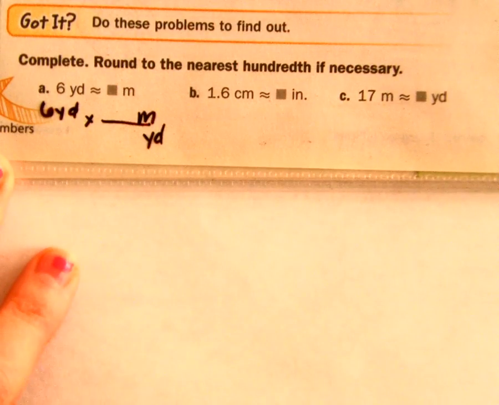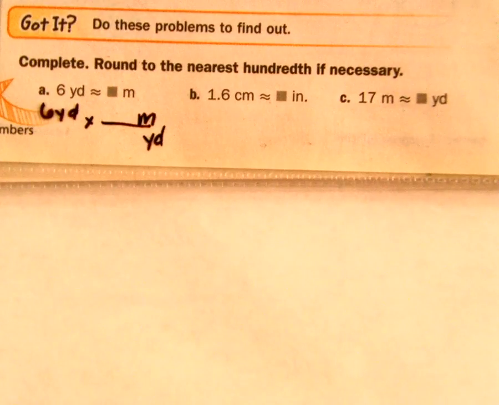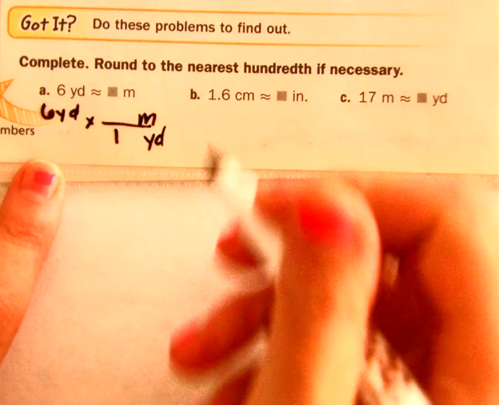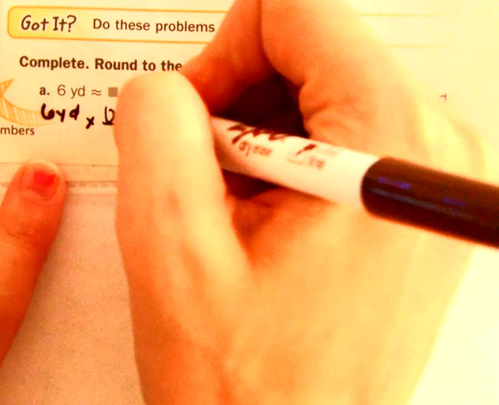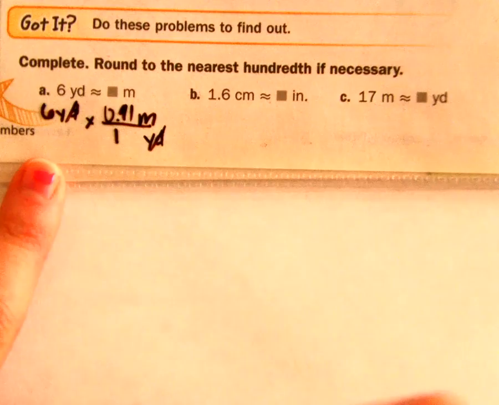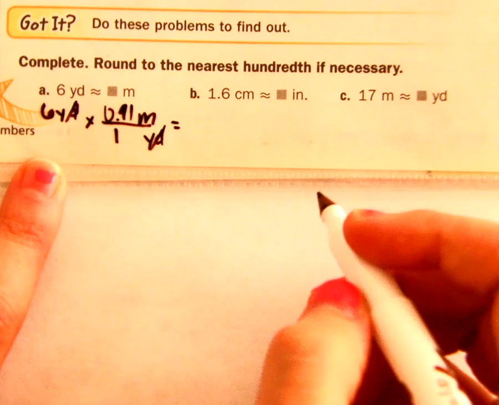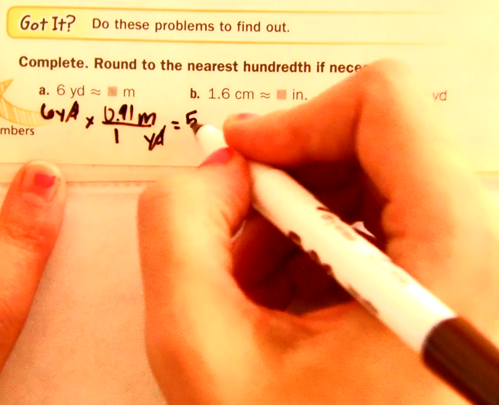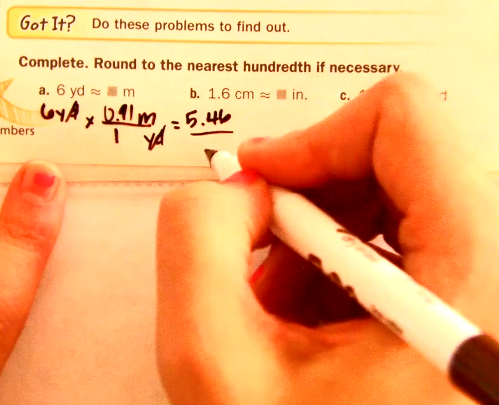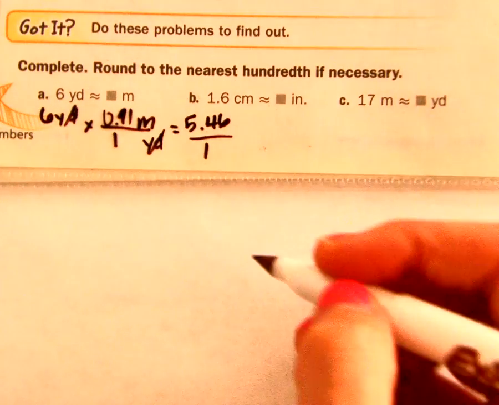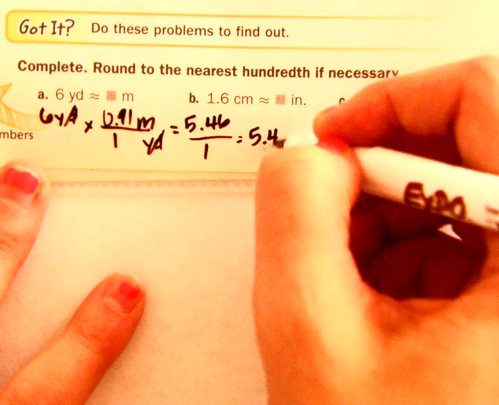And then I go back up and look at my chart, and I see how they compare yards to meters. Well, it says that 1 yard is 91 hundredths of a meter. So now I have to follow exactly what my label says. There's 1 by the yards, so I put a 1 next to yards, and 91 hundredths of a meter. So now my yards will simplify down, and then I multiply straight across. 6 times 91 hundredths is 5 and 46 hundredths, and 1 times 1 is 1. Then I simplify it. I would have 5 and 46 hundredths of a meter.